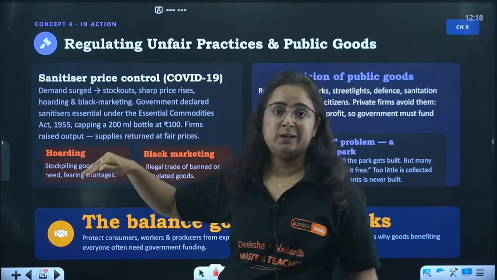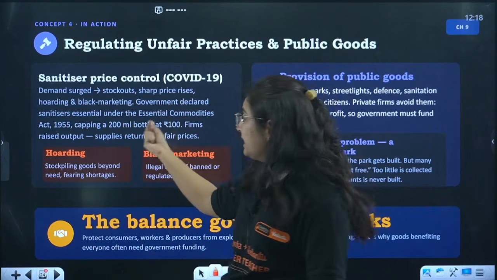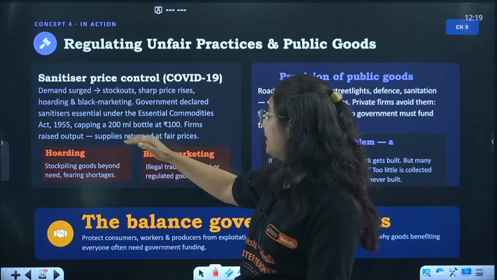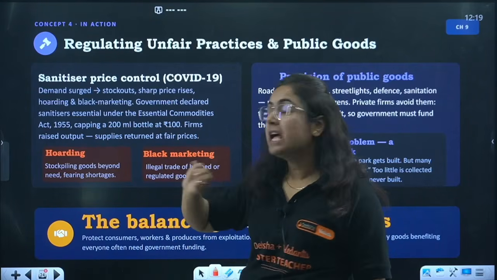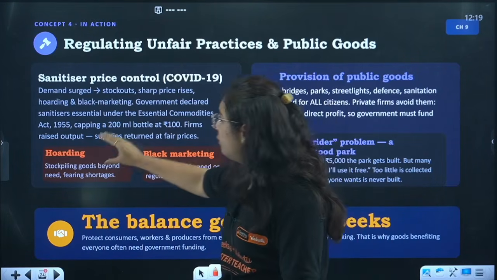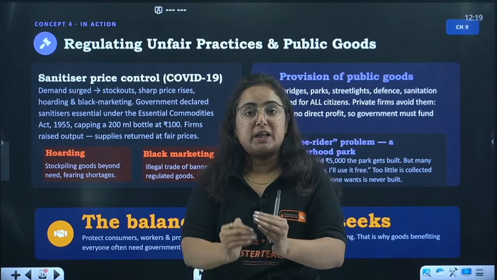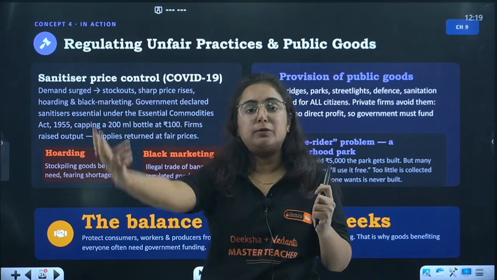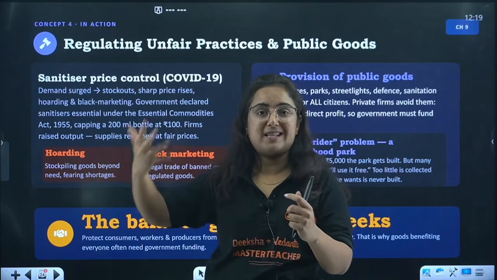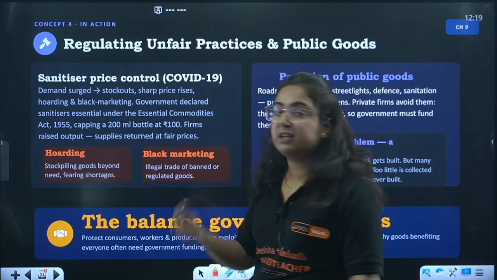So the government entered here, declaring sanitizer an essential item. Under the Act of 1955, a 200 milliliter bottle can only be sold at 100 rupees and not more than that. Okay, so here come two words, hoarding. Hoarding means stocking a product with the objective that if we stock it and do not flow it into the market, its demand will increase, people will be charged more, and the prices will increase. Okay, so stockpiling goods beyond needs, fearing shortage.